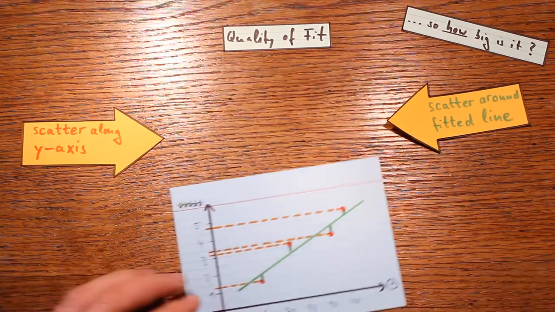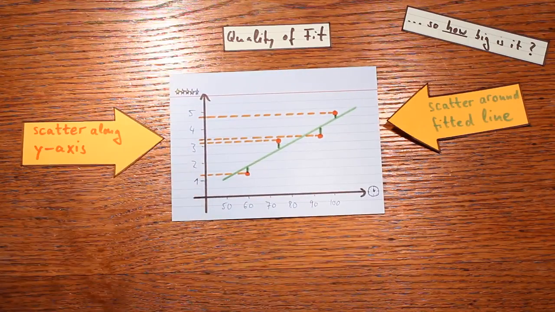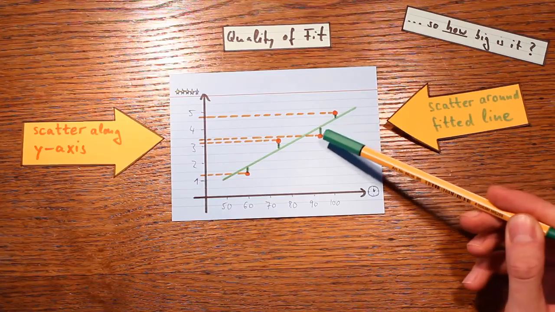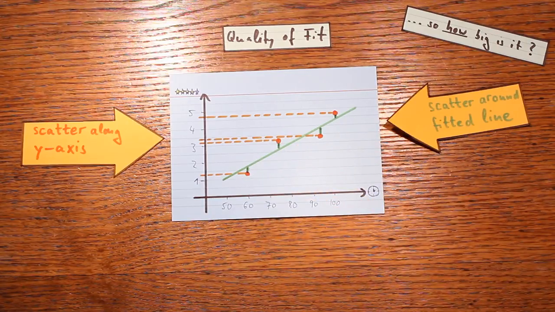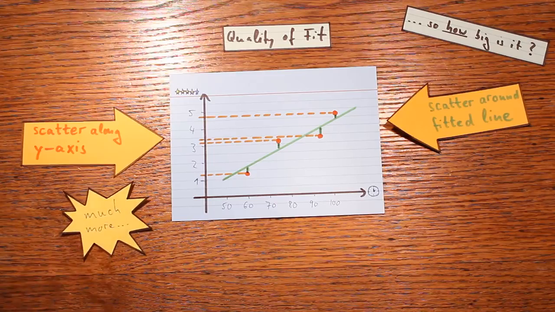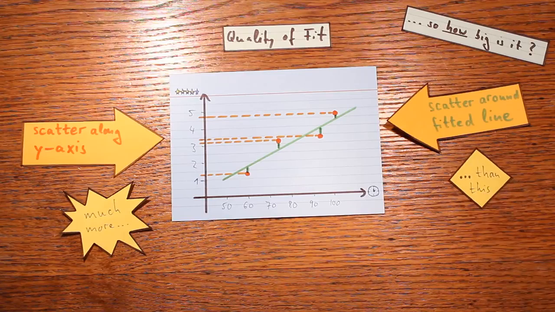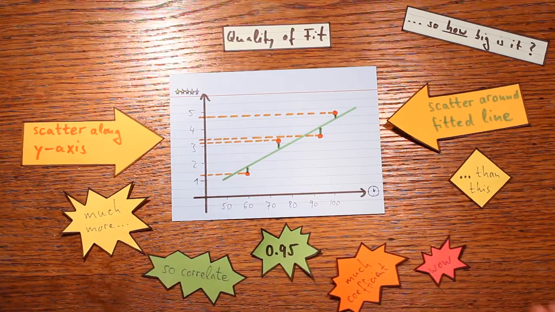So in this data set, we can see that there's quite a lot of scatter along the y-axis. But there's really little scatter around the fitted line, right? Because the distances here of the data points from this fitted line are really short. Okay, so in comparison, there's a lot more scatter along the y-axis than there's scatter around the fitted line. And in this case, the correlation coefficient is really large in magnitude. This is a positive slope, so the correlation coefficient is close to 1. It's actually 0.95, so that's a really strong correlation.